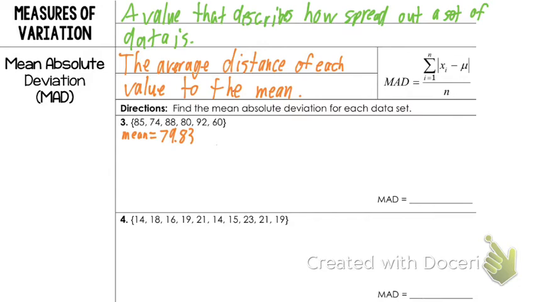So what's the first piece of data we see? What's the first piece of data we have? 85 is our first piece of data. So we're going to take 85 minus 79.83. Put it in parentheses.